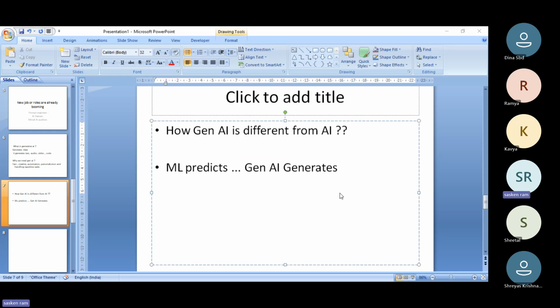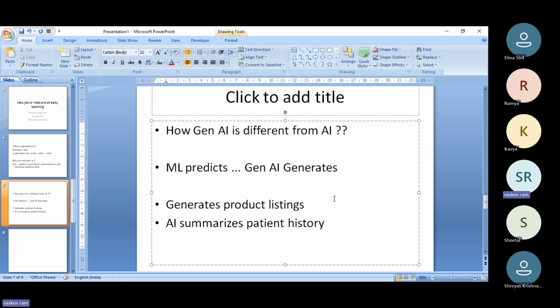So what are the use cases? Give me one use case from retail, e-commerce, and healthcare, guys. In e-commerce, AI generates product listings. You can generate the product description. And in healthcare, AI summarizes patient history. For example, if a patient is going to get discharged today, it gives you the discharge summary, correct?